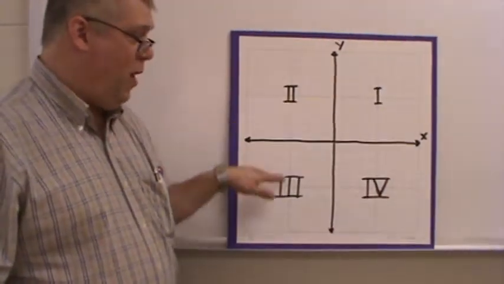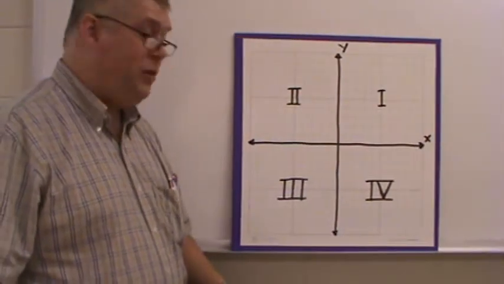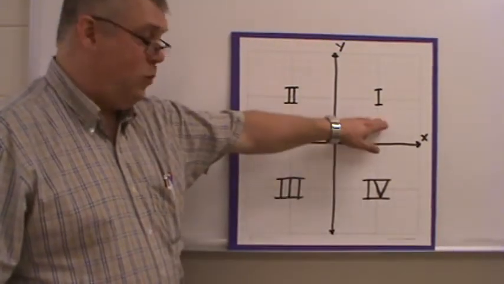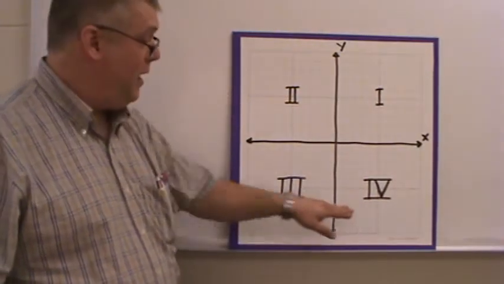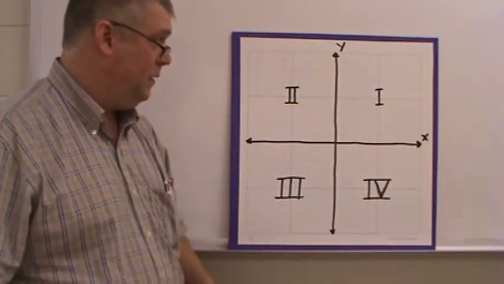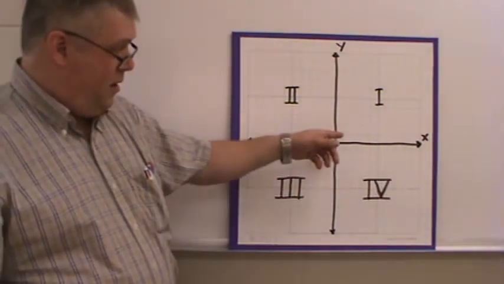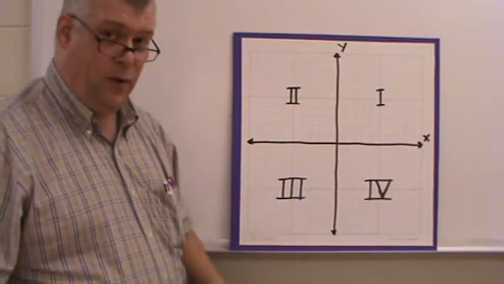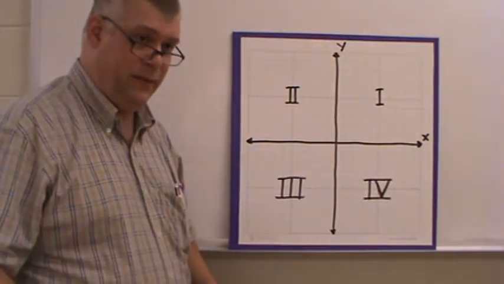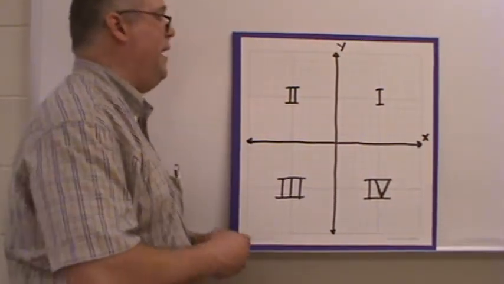It has 4 quadrants, and they are labeled using Roman numerals. Quadrant 1, Quadrant 2, Quadrant 3, and Quadrant 4. In Quadrant 1, all of the points there are going to be positive. Positive x value, positive y value.